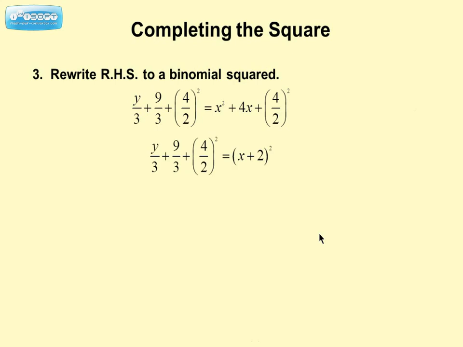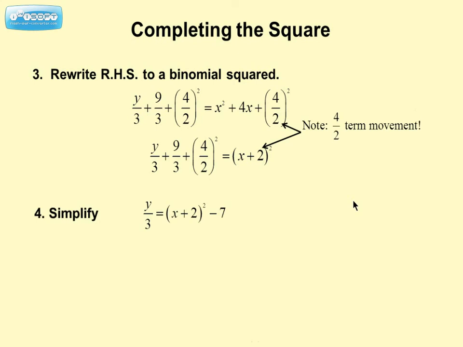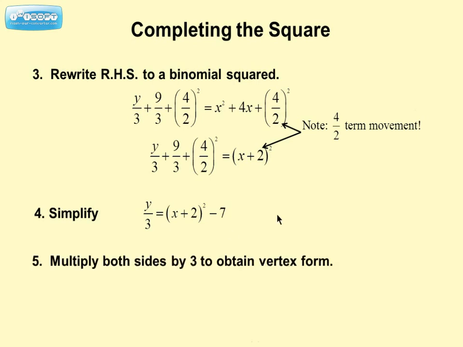The right-hand side now becomes a perfect trinomial square. We now sum our terms on the left-hand side. Bring that over to the right-hand side. We'll now have y over 3, multiply both sides by 3 to obtain the vertex form.